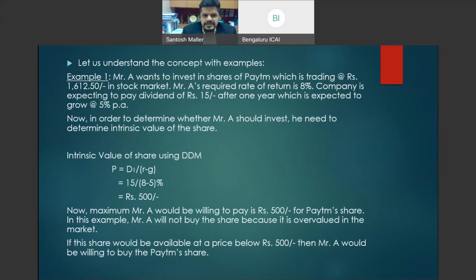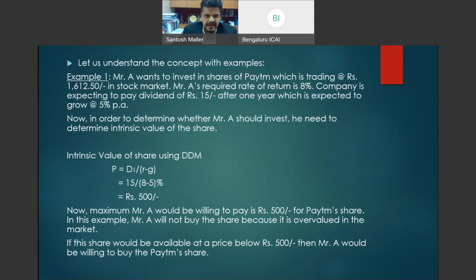Let's take an example. Mr. A wants to invest in shares of Paytm, which is trading at, let's say, 1,612 rupees. Mr. A's required rate of return is 8%. A is expecting the company to pay a dividend of 15 rupees after 1 year, which is expected to grow at 5% per annum.